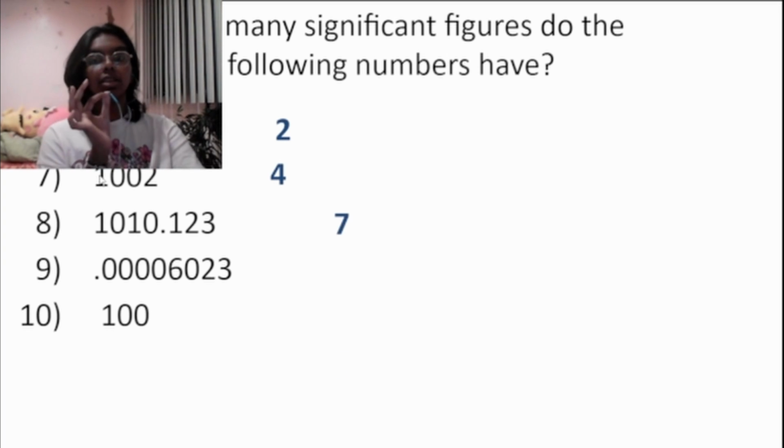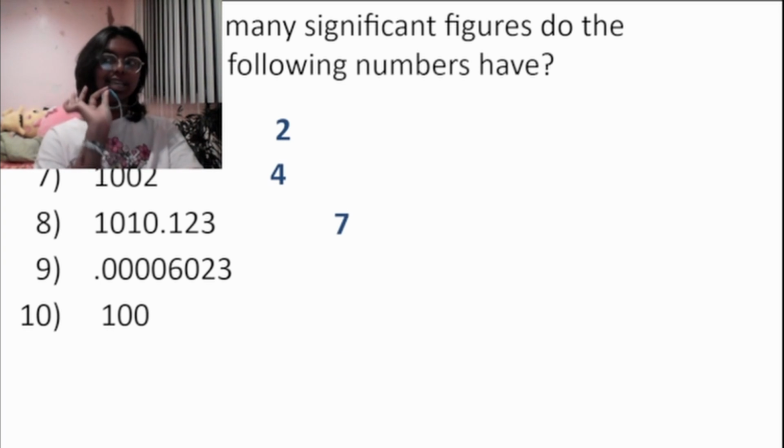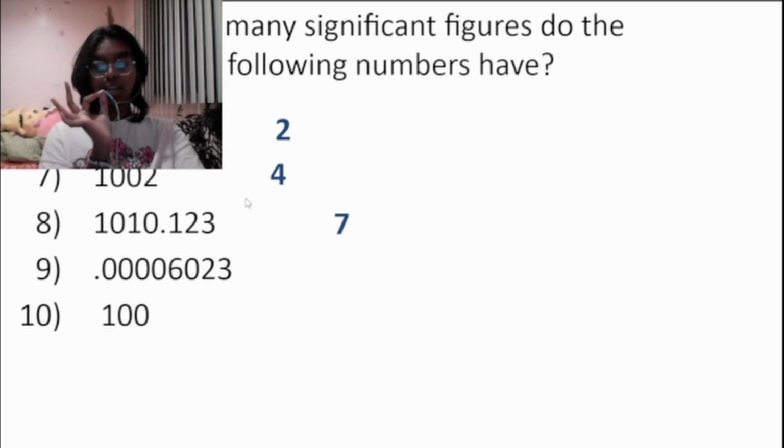7. Okay, so there is a decimal place present. So you start on the left, first digit is around 0. 1, 2, 3, 4, 5, 6, 7. Number 9.